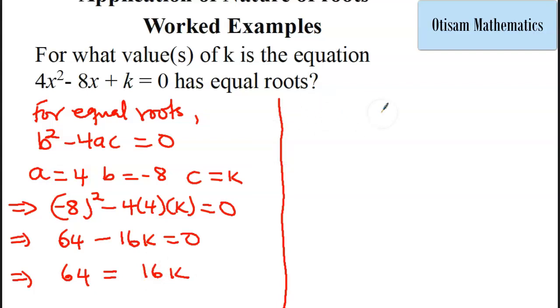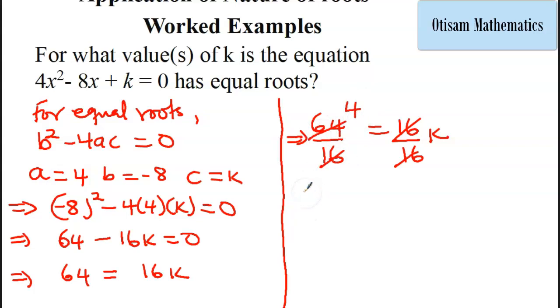If you want to find k, we divide both sides by 16. So 16k over 16, k cancels k. 16 will go into 64 four times. So therefore, the value of k is equal to 4.